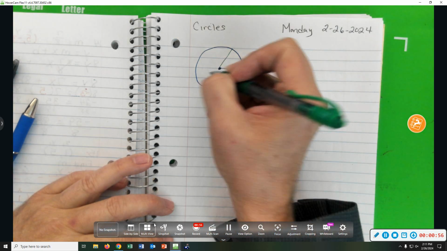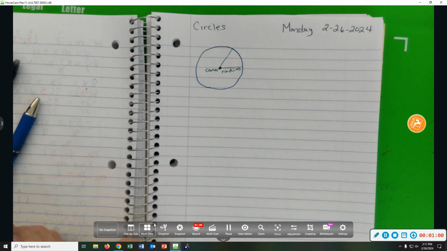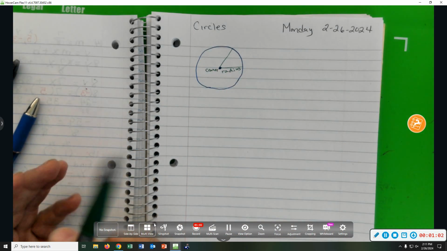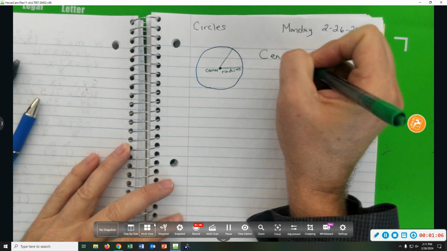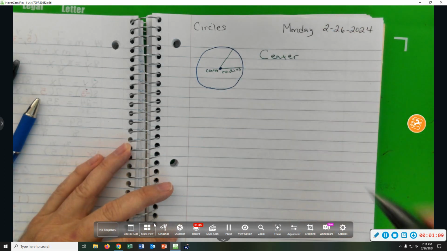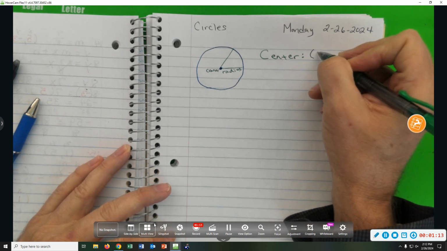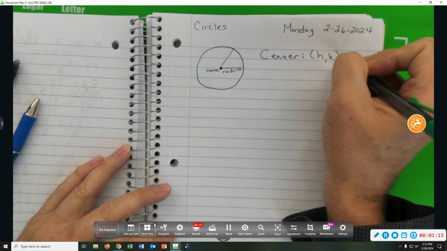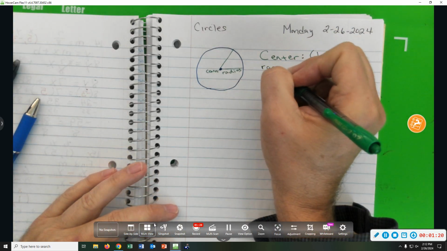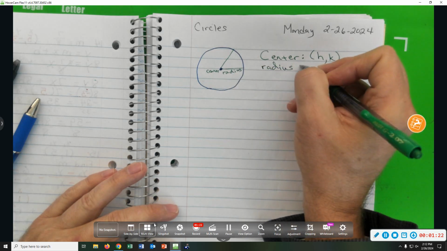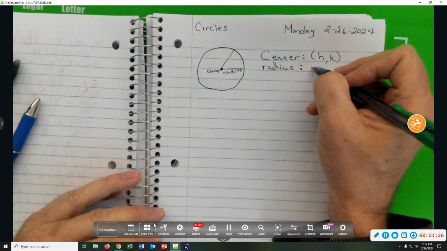I'll go ahead and write in the word center right there. We're going to take an algebraic approach to circles. That means, well, algebraic, that means there's going to have to be some variables, okay? So here we go. For the center, we're going to denote it with the ordered pair (h, k). For the radius, what letter do you think we're going to use to describe radius? Should be obvious. R, yeah.